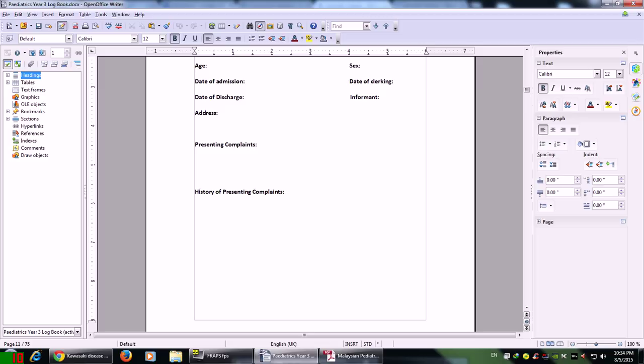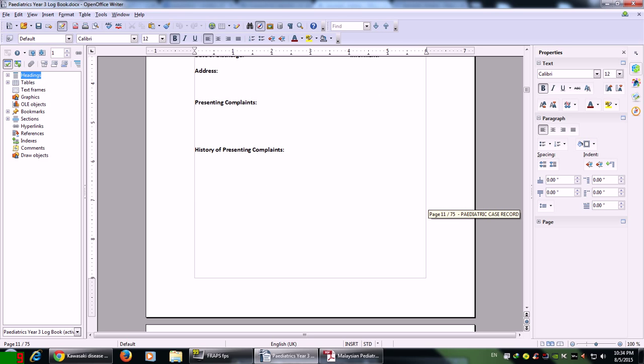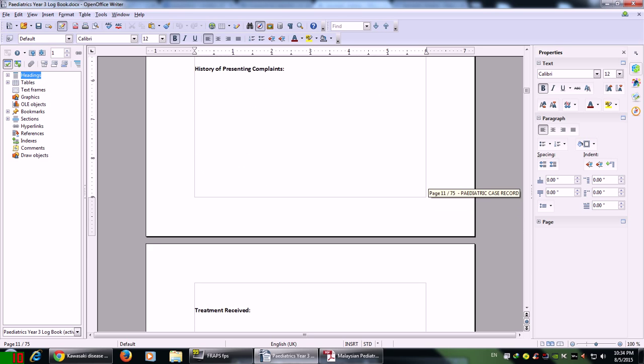So it can help you arrive at the history of the presenting complaint, and you already generate some kind of differential diagnosis, and from there you can rule out your differential diagnoses. This kind of thing must already come into your mind. So this is only a good history if you can do that up to this point.